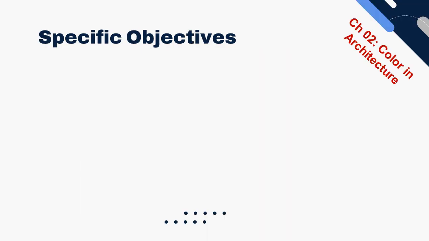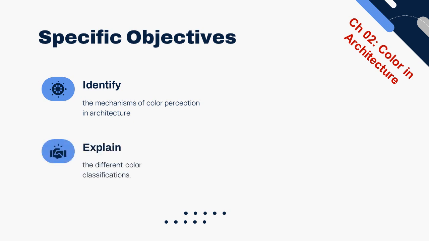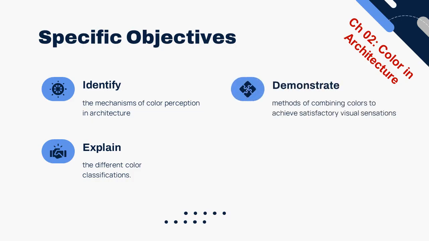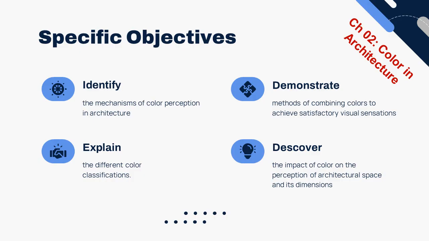Let's now move to chapter 2 entitled Color in Architecture. The specific objectives of this chapter are to identify the mechanism of color perception in architecture, to explain the different color classifications, to demonstrate methods of combining colors to achieve satisfactory visual sensations, and finally, to discover the impact of color on the perception of architectural space and its dimensions.